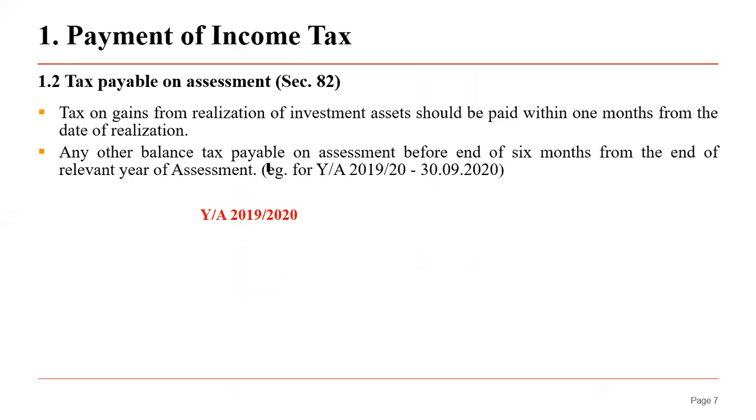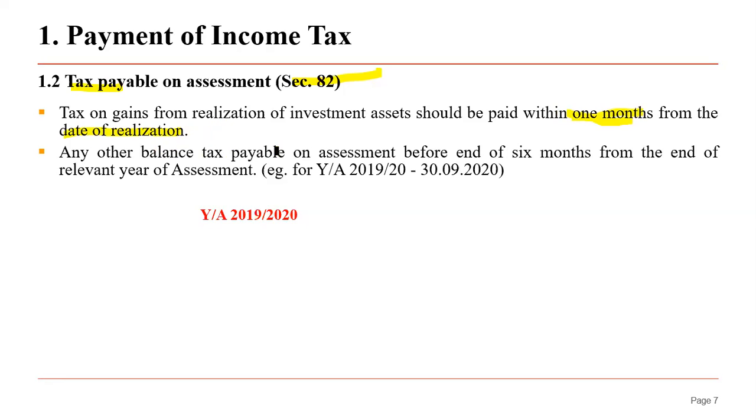Here, the tax payable on assessment, section 84. The gain on realization of investment assets should be paid within 1 month after the date of realization, the date of sale. If it is a capital asset, then the capital gains tax needs to be paid on or before 1 month after the date of realization.